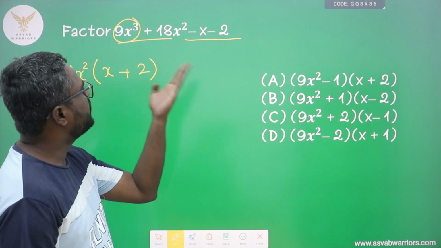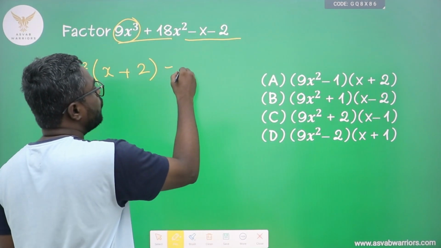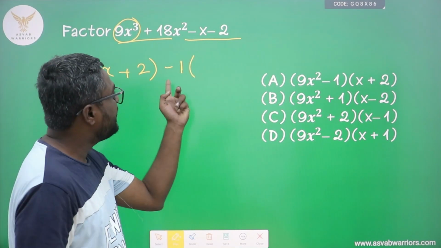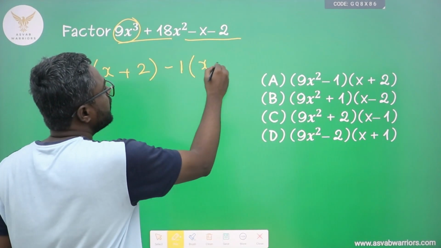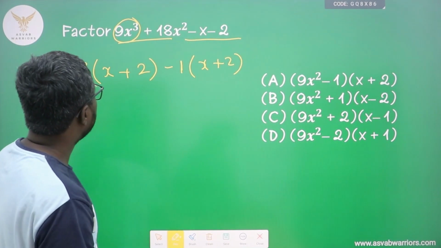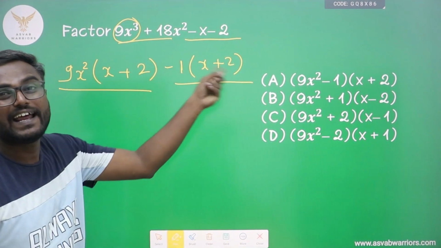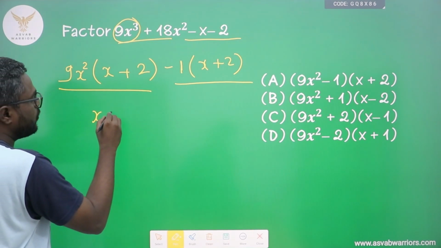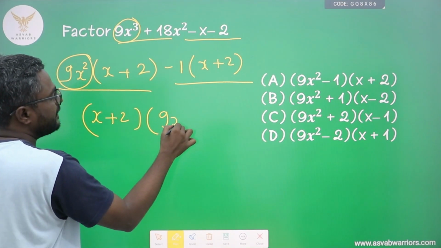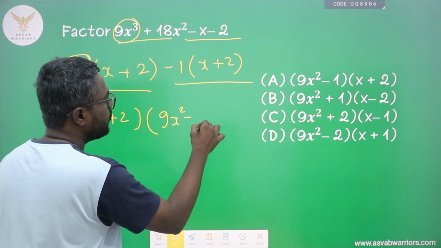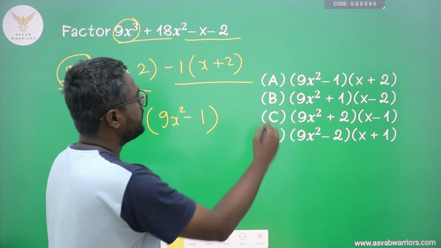Now I will talk about the last two terms. I don't think there is anything common between these two, but I can consider -1 as common. Because I have taken -1 common, the x will be positive. If I take out -1 common from these two, the negative will become positive again. Now if you observe these two terms, what do I see common? x plus 2, x plus 2. So I'll take out that common term, and what is remaining? 9x squared minus 1. So I have my answer here, which is option A.